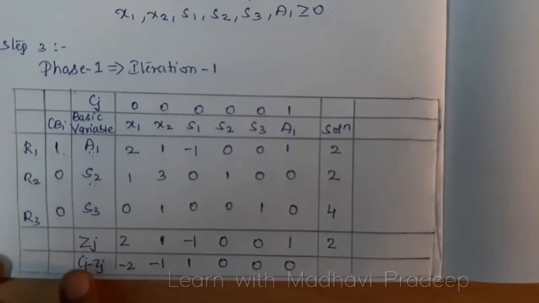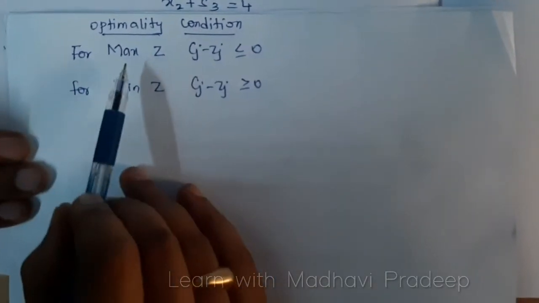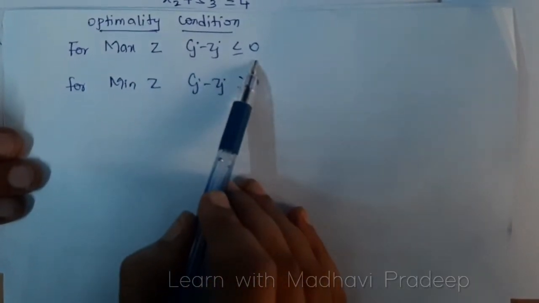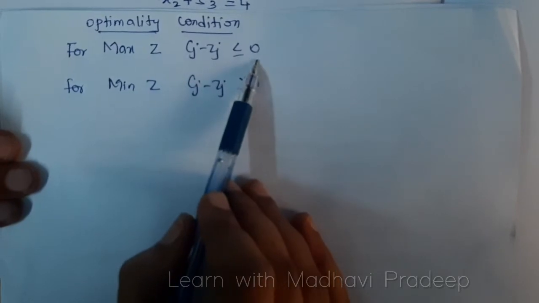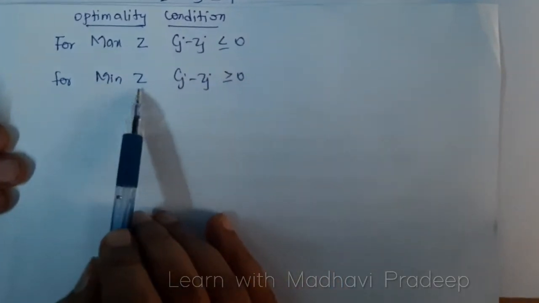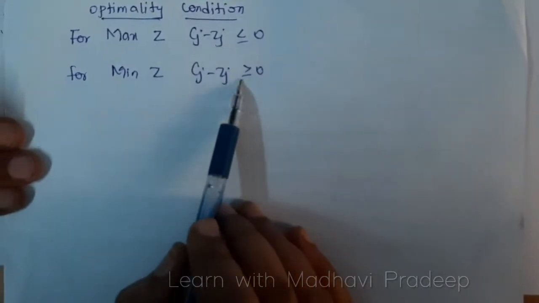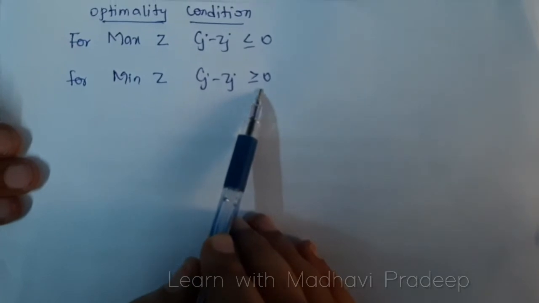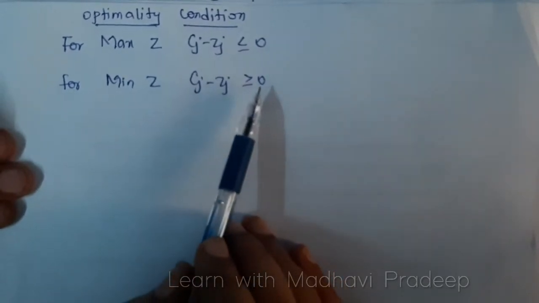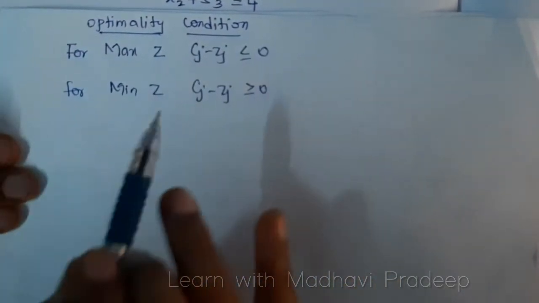Now let us check the optimality condition. The optimality condition for max z is that Cj minus Zj should be less than or equal to 0. If all the values are less than or equal to 0, then we have reached the optimality condition. For a min z problem, if Cj minus Zj is greater than or equal to 0, that means all the values should be positive, then we have reached the optimality condition. Now the problem we solved is minimization. In the two-phase method I have told you that only minimization will be solved.